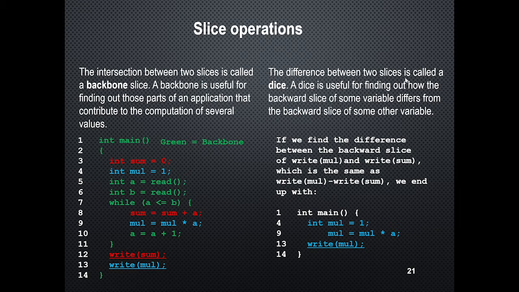And then the difference between two slices is called a dice. A dice is useful for finding out how the backward slice of some variable differs from the backward slice of some other variable. So if we take the backward slice of write mul and write sum, then we would subtract write sum from write mul. So we would delete all the green lines and all the red lines because we're subtracting them, and we would end up with this segment of code right here with just these three lines. That's the dice. And then I'm gonna hand it off to Reed.